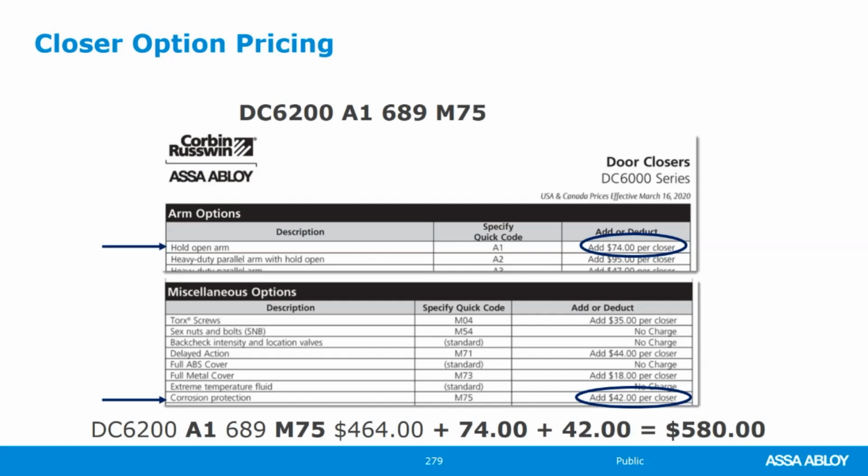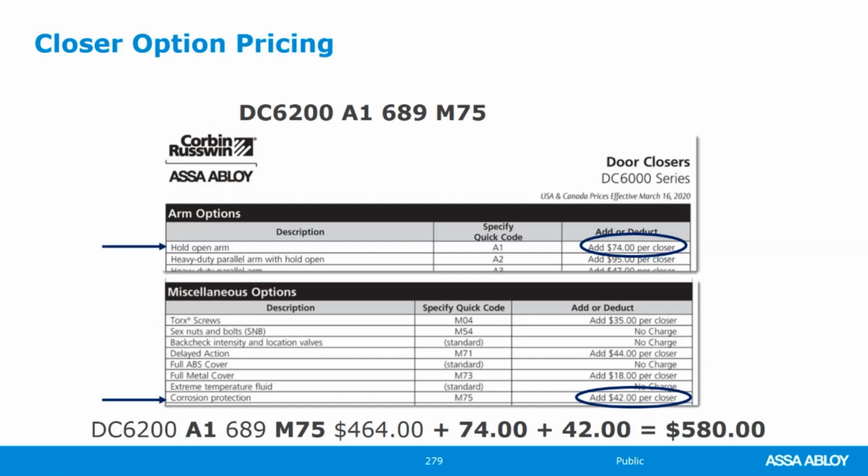Do we have any questions on the door closers? Is corrosion protection available on all closers? Yes, it should be. It is a special rust inhibited primer. And if you're using a cast iron closer with a steel arm, that's a really good idea.